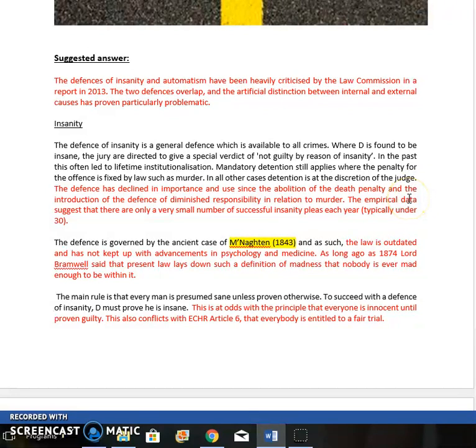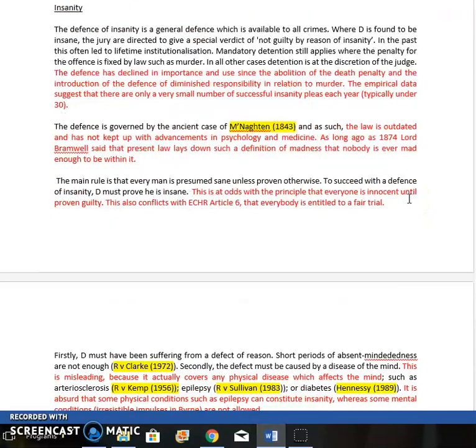So I'm setting the scene here about the defence, and then I'm going to get into the rules of how you plead insanity. So the defence is governed by the ancient case of Macnaghten, so that comes from 1843. Straight away, I can give an evaluative point here that the law is outdated. It's not kept up with advancements in psychology and medicine. Really strange that our law's still being governed by such an old case.